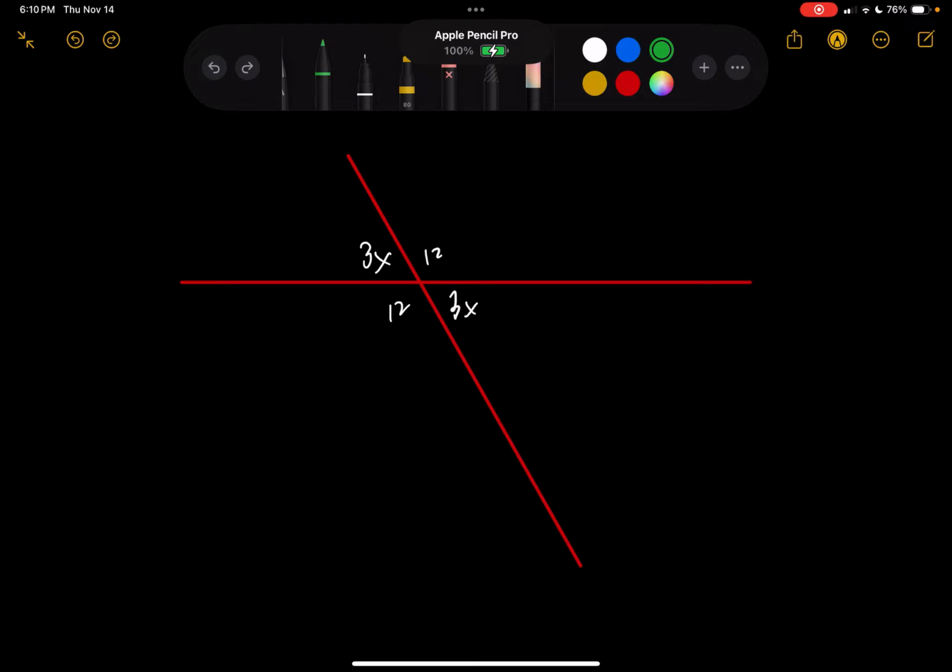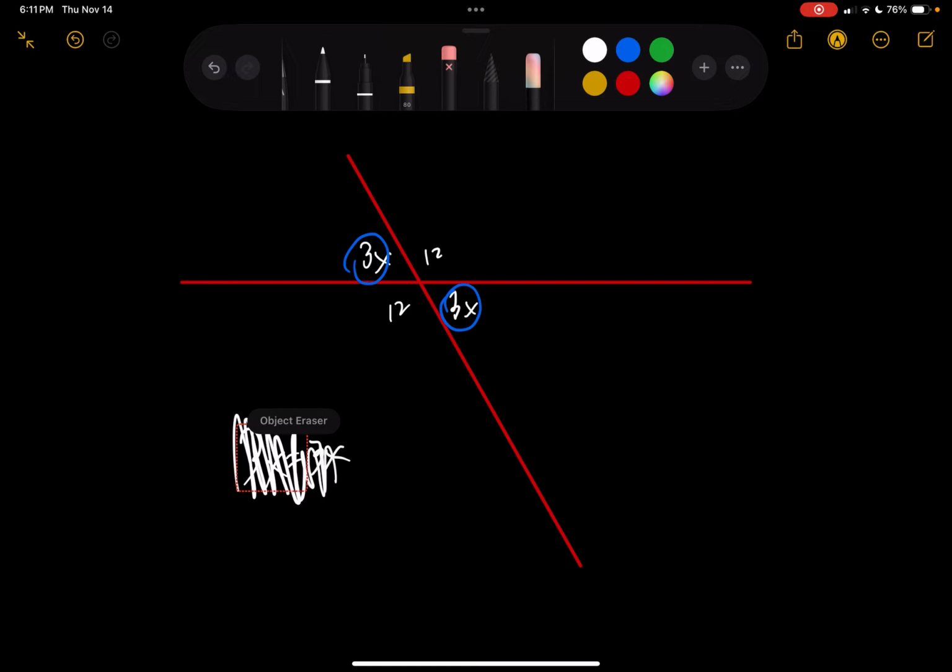So how would we solve this? Now, first things first, we cannot use vertical angles because we would say 3x equals 3x. And you know from the reflexive property, any number is equal to itself. So first of all, that's not helpful because you get 0 equals 0. And that's not a solution.